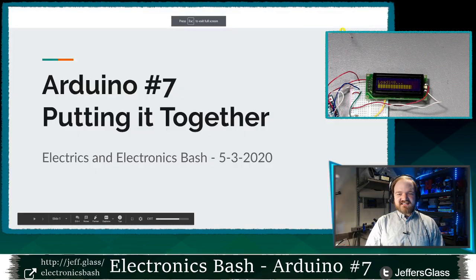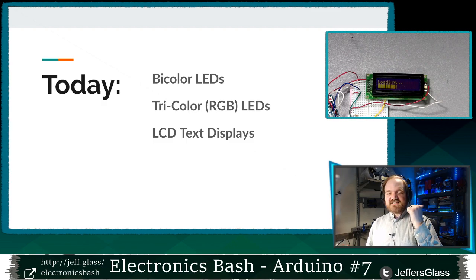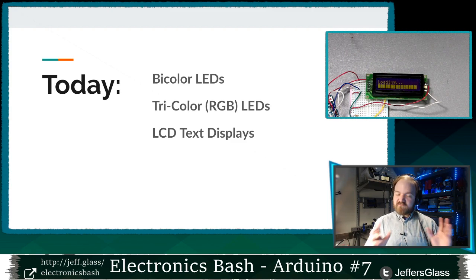But let's kick it off tonight. So this is obviously not the putting it together episode. I just didn't change the title card. Here's what we're going to talk about tonight. We're going to talk about multicolored LEDs and LCD text displays. So our multicolored LEDs are going to fall into two basic categories, bicolor LEDs and tricolor LEDs. So LEDs with two colors or three colors. I hope that is relatively self-explanatory.